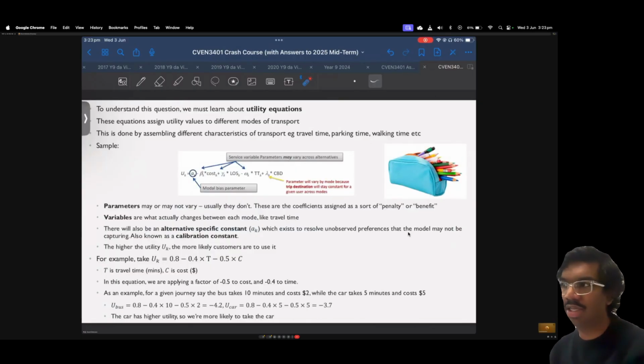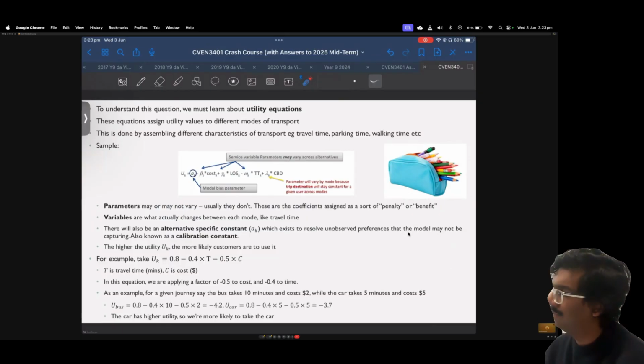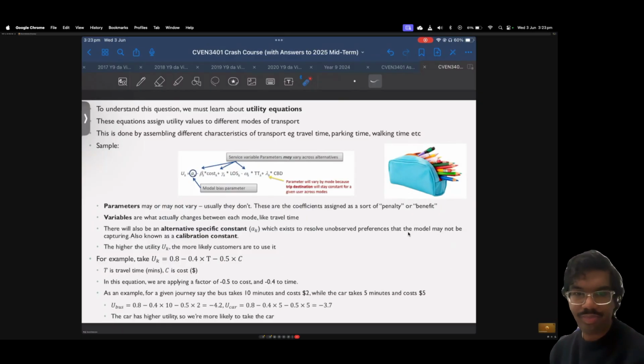For example, the bus usually takes longer, so the travel time will go up. There'll also be an alternative specific constant, or you may know it as a calibration constant, and that exists to resolve unobserved preferences that the model may not be capturing. For example, if everyone wants to take the bus, they might make the calibration constant higher, and they may not know why everyone's taking the bus, but they make it higher to account for that, okay? The higher the utility UK, the more likely customers are to use it.